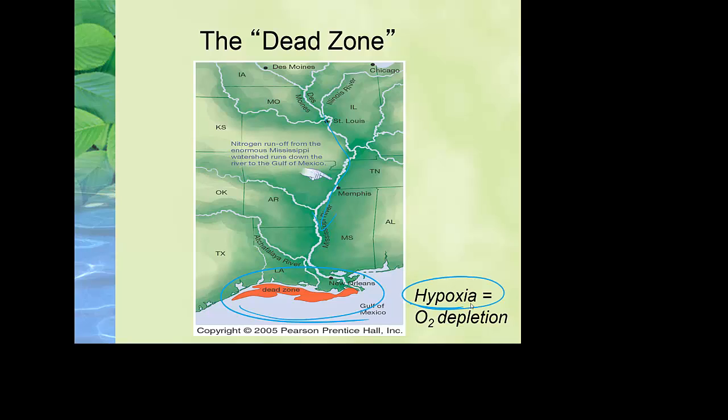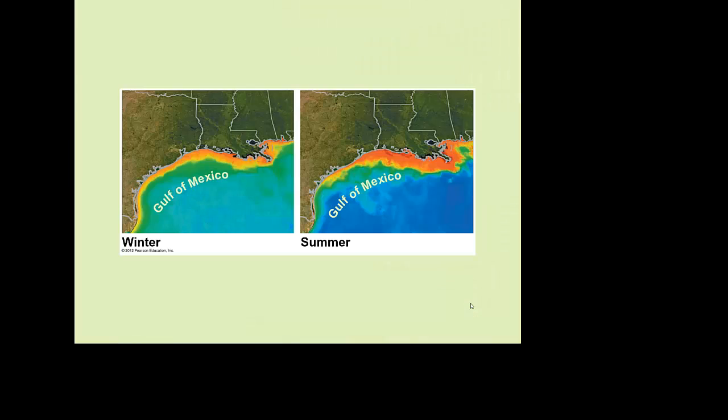Hypoxia is the lack of oxygen in a system. Why do I care if there's no oxygen in the Gulf of Mexico? Well, if there's no oxygen in the Gulf of Mexico, everything dies. So we end up with these fish deaths every year associated with nitrogen runoff from farm fields that end up in the Gulf of Mexico and kill the fish.